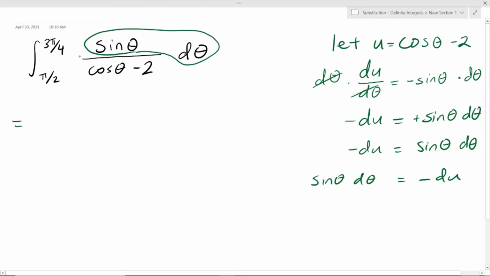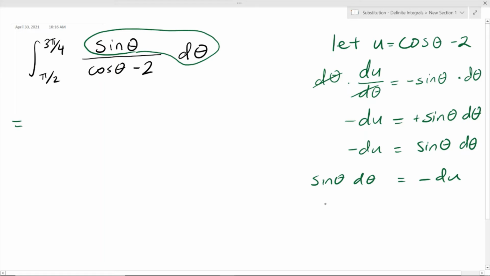But also don't forget we have these bounds here. We also need to change these up as well because we are using a substitution. How do we do that? Well, we know u is equal to cos theta minus 2. These values are actually for theta. We could find an integral of that, but we need to use a substitution in this case. So instead, we are going to plug these values of theta into this formula right here and find the values for u.